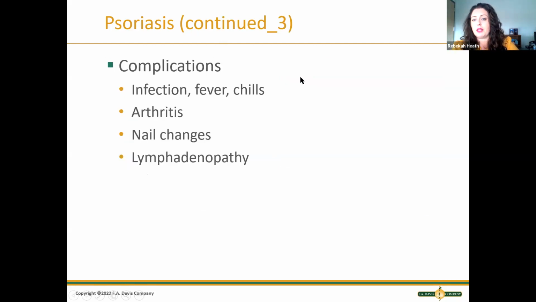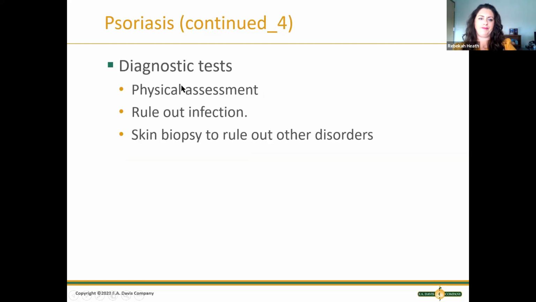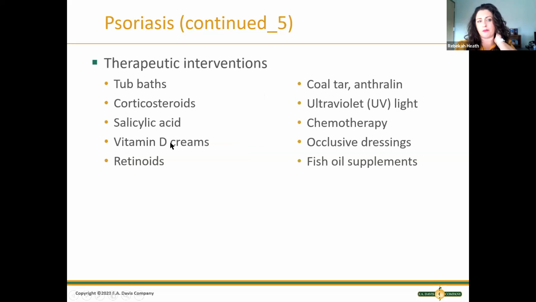Some of the complications could be infection, right? Those scales could open up and become infected. Somebody with psoriasis is going to be more likely to develop arthritis. They might have some nail bed changes as well. So they're going to do a physical assessment. They're going to rule out that this isn't an infection on their skin, like a fungal infection that might look similar. They might even do a biopsy of that skin to make sure there's no other disorder happening.